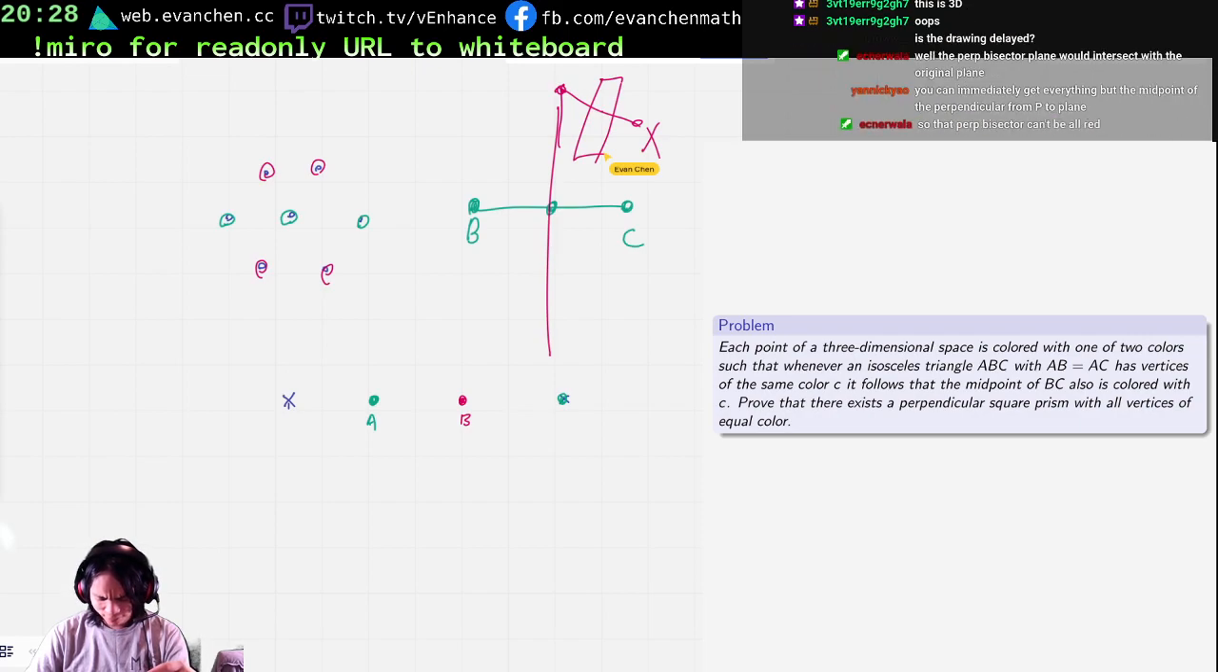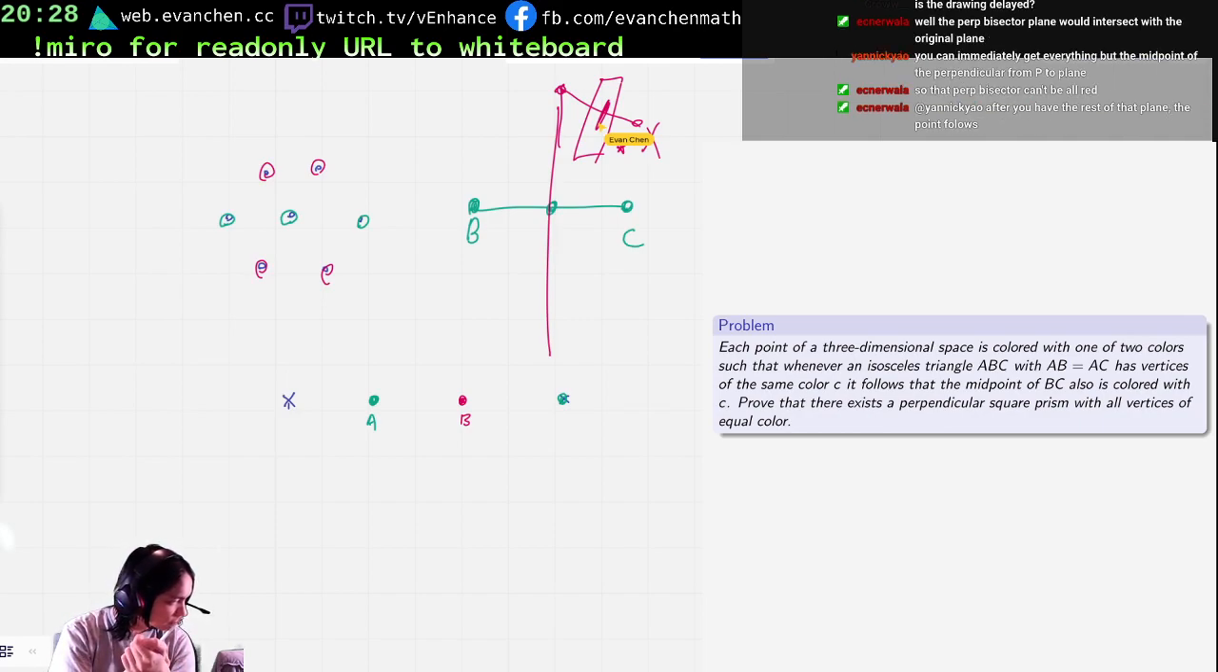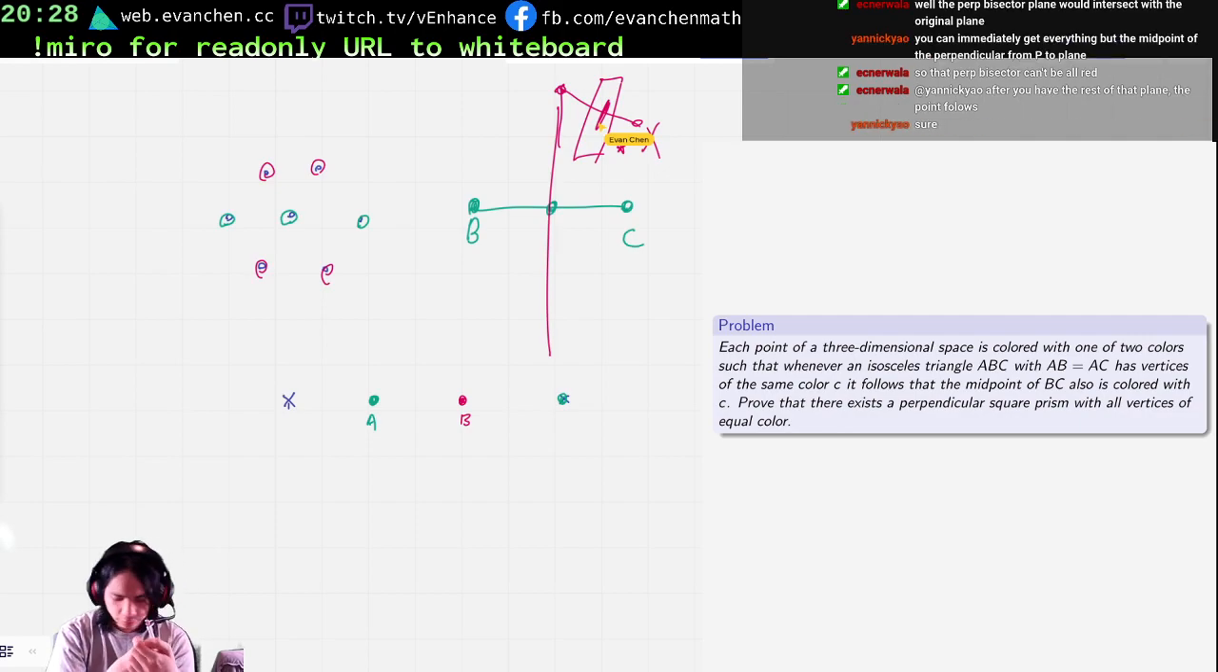Is that true? If I have like a... Hang on. Well, if the other red point is pretty close to X, it might not... I'm not sure you can get the perpendicular bisector that close. I think the locus of these planes is like the half plane below... The perpendicular bisector plane would intersect the original plane. That's true.